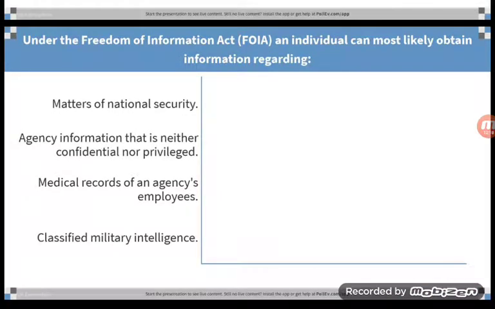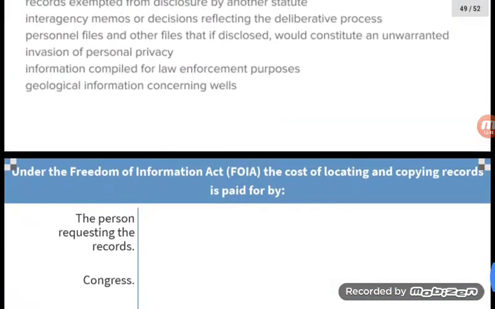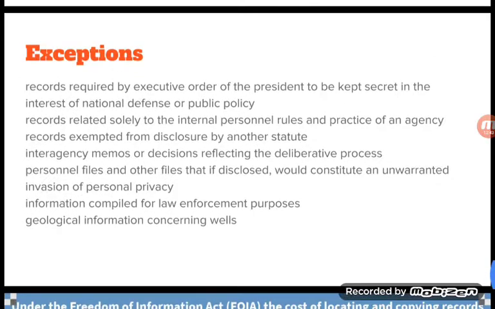Under the Freedom of Information Act, an individual can most likely obtain information regarding matters of national security? Yeah, we talked about that. Medical records of agencies' employees? Nope, that was an exception up there. And classified military intelligence? No. Agency information that's neither confidential nor privileged, that would be the correct answer. Feel free to look through the exceptions and see what you think.